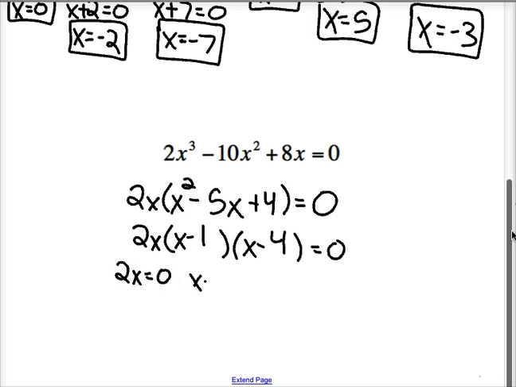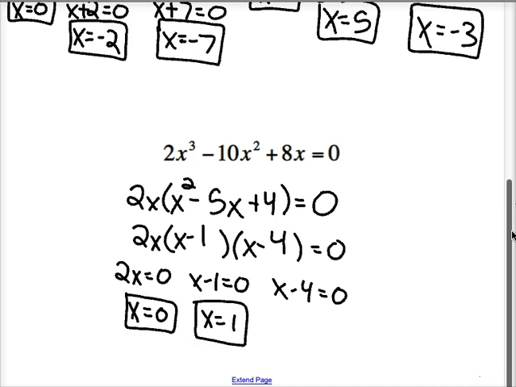And now I just set each piece equal to 0. Well, in the first case, if I divide both sides by 2, 0 divided by 2 is still 0. Add 1 over, and add 4 over. And there you have your three solutions. So again, the big idea, just pull an x out, and then make sure that you use a zero product property to properly solve it.